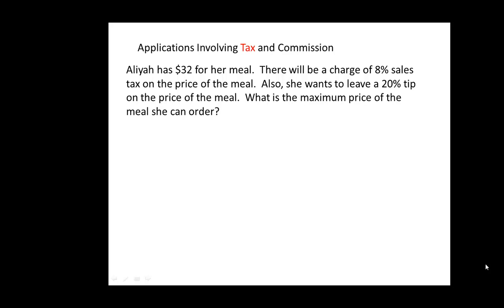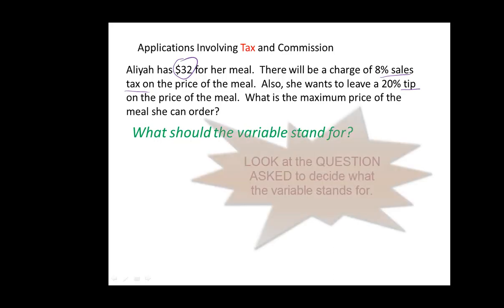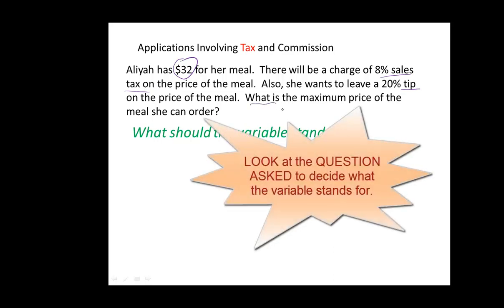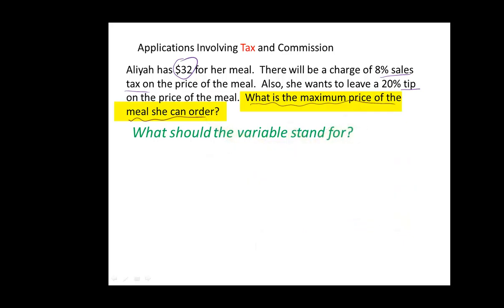Now, Aaliyah has $32 to spend, but she realizes she has to consider sales tax and also the tip that she's going to leave. To start, we need to decide what the variable should be. Most often, you can make that decision by looking at the question. In this case, we're going to let x equal the price of the meal. Now, that price does not include tax and tip.